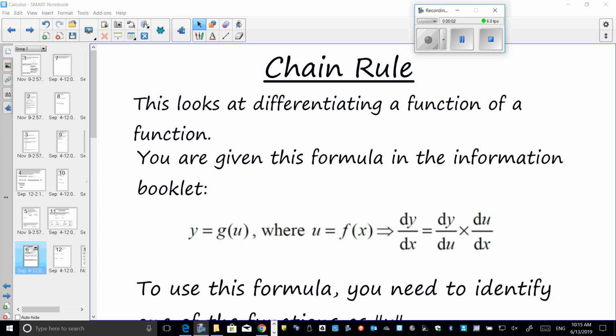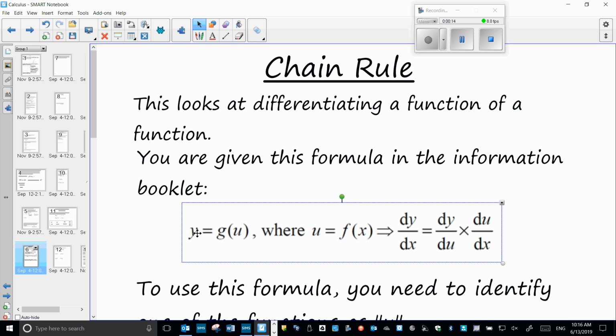So, the chain rule. Now I'm going through a slow process with you here, but there's going to be, I think, a quicker method just after. You get given this in the formula book. Now, the thing is, when do we use this chain rule? The chain rule is used if you are trying to differentiate essentially a function of a function.